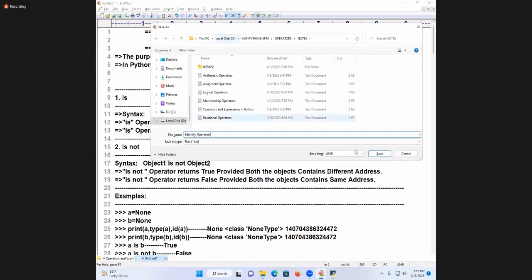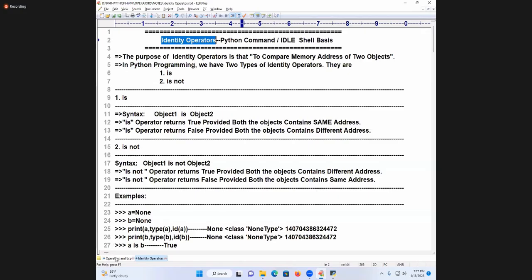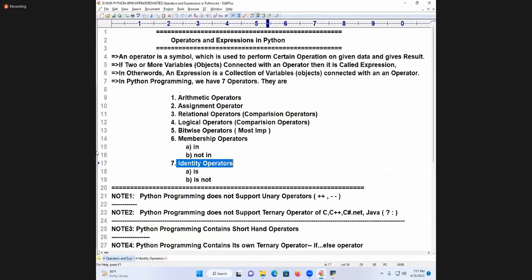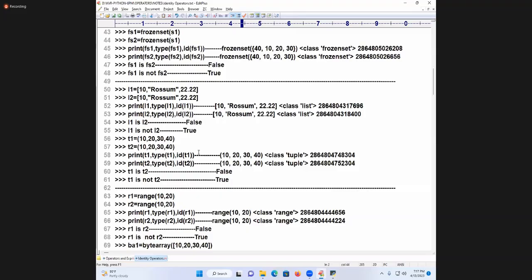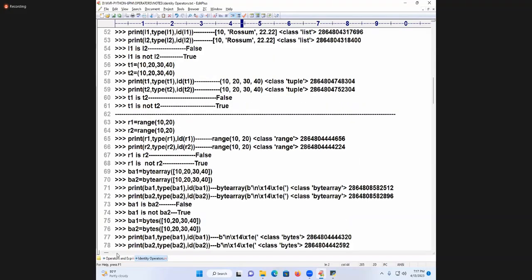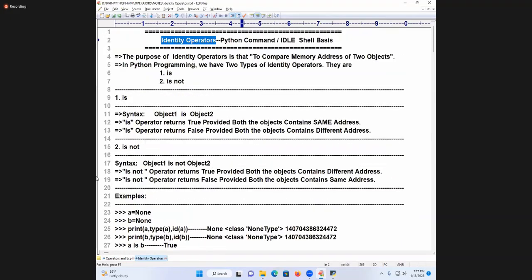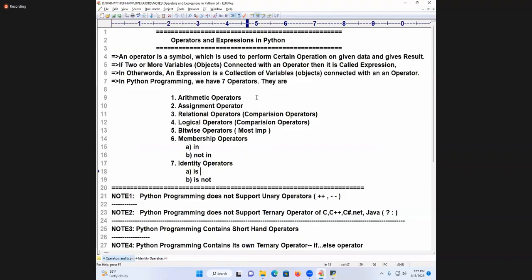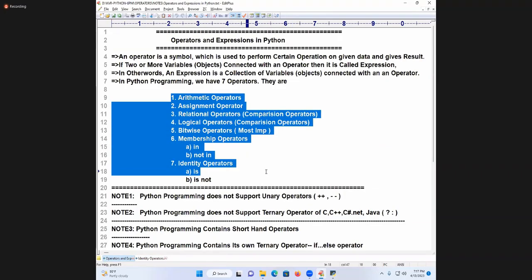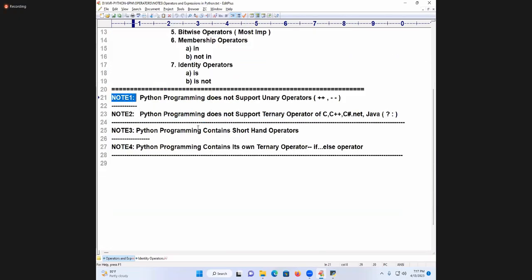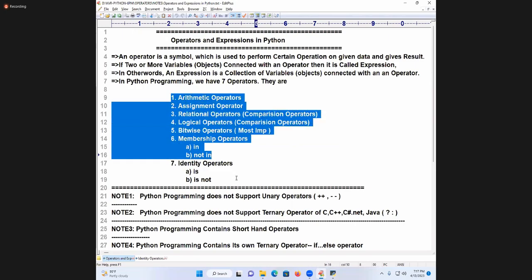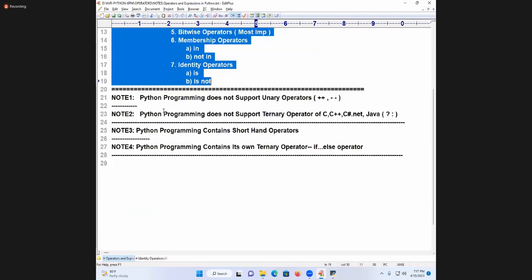So that is the identity operator. Now, online students, is it clear for all of you with these examples? Now I am going to introduce another type of operator. First one, second one, all these operators are done. Coming to the next note, the operators topic is finished. Now I'm going to talk about something extra.